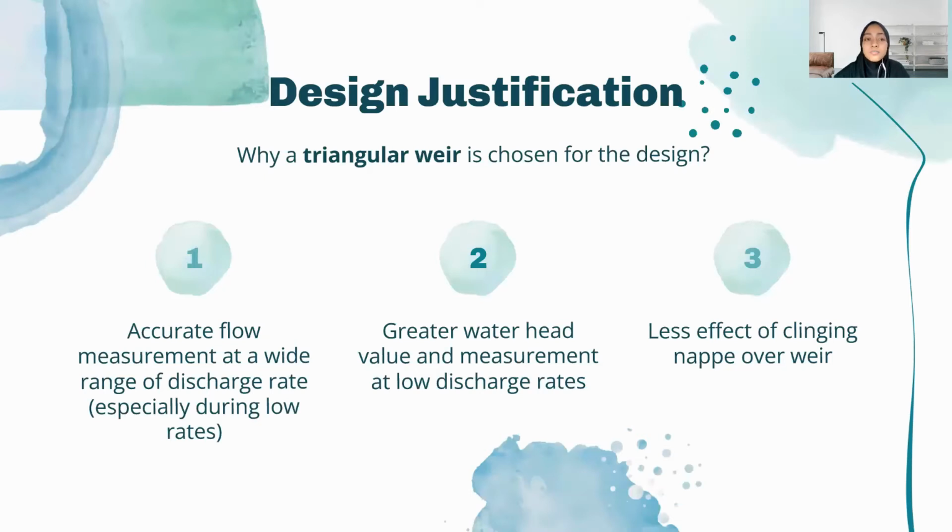Now I will justify why a triangular weir is chosen for our design prototype. Firstly, a triangular weir can measure the flow accurately over a wide range of discharge rates, especially during low discharge rates. During low discharge rates, the water head over the weir is still greater and can be measured in comparison to the rectangular weir. Thus, when the water head is larger, the effect of the clinging nappe over the weir can be reduced.